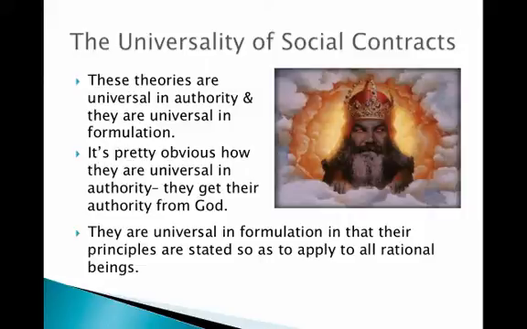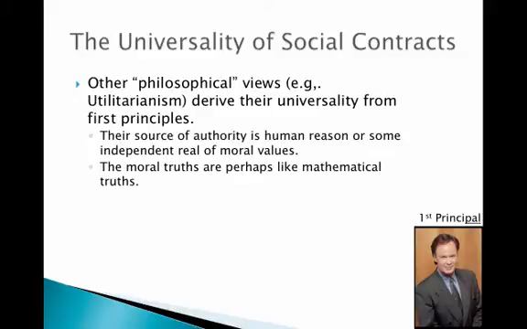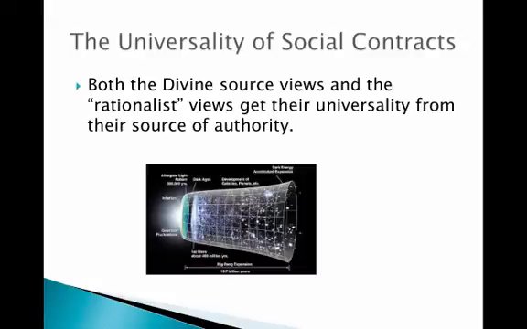These theories were universal in authority and formulation. They're universal in authority because they got their authority from God. So if a being like God handed down a moral theory to you, that would be fairly universal. They are universal in formulation as well, so again, they apply to all rational beings. Other philosophical views, such as utilitarianism, also get their universality from first principles. Remember the first principle of utilitarianism: maximize pleasure, minimize pain, or something like that. That is where these theories get their universality, and their authority is human reason in this case. And these theories would be like mathematics. These moral first principles would be like mathematical truths. That is, 2 plus 2 equals 4 is true for all rational beings. It's a universal truth. So both the divine source views and the rationalist views get their universality from their source of authority, human reason or God.